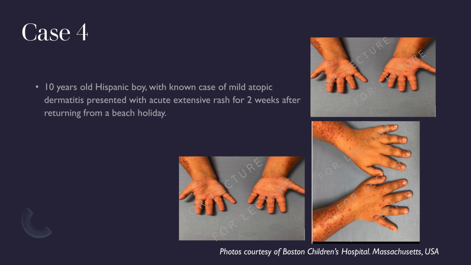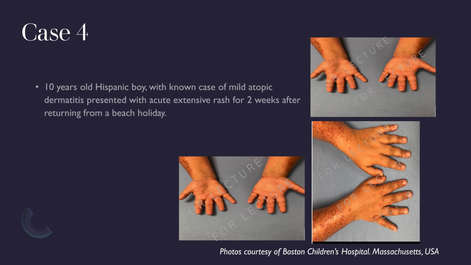A 10-year-old Hispanic boy with a known case of mild atopic dermatitis presents with an acute extensive rash for 2 weeks after returning from a beach holiday. This I saw during my HMDP in Boston Children's. He was a very nice child who had seen multiple doctors and was being investigated for rheumatological conditions, connective tissue disease. They were thinking he's got dermatomyositis basically, but it's an acute rash. No doubt it's after a beach holiday, so there is some sun involved, but it is an acute rash and he's systemically otherwise well.